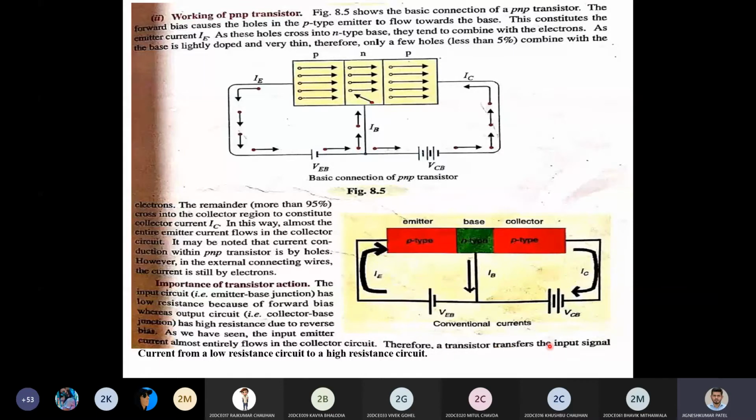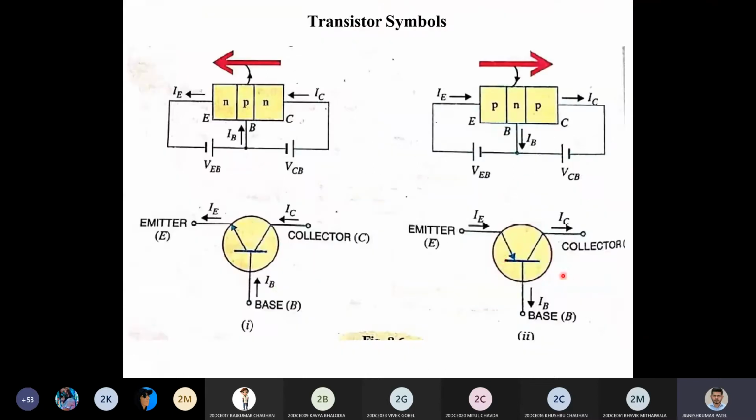Therefore, a transistor transfers the input signal current from a low resistance circuit to a high resistance circuit. This is the application. The input circuit is low resistance and the output is high resistance, so a large change on the input side will result in a large change on the output side. So you can use this circuit as an amplifier circuit. A very weak signal over here will be converted into a strong signal over here. How has it been done? We'll see that in the next slide probably.